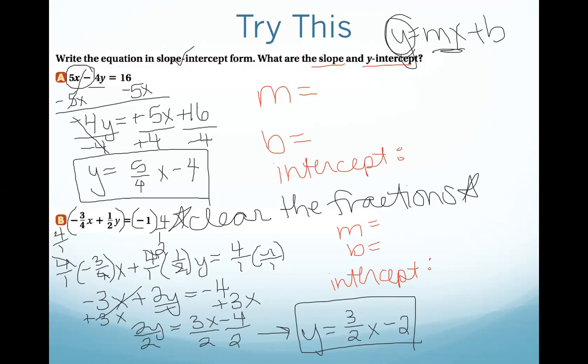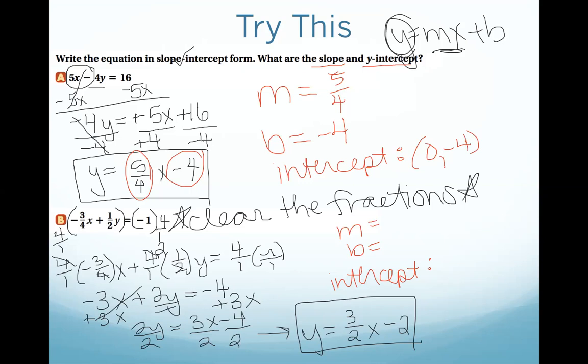Okay, so our slope in the first one is 5/4, right? What number was multiplied to x? Our b value is -4. Make sure you have that negative there. -4. But our intercept is (0, -4). Be careful of that, right?